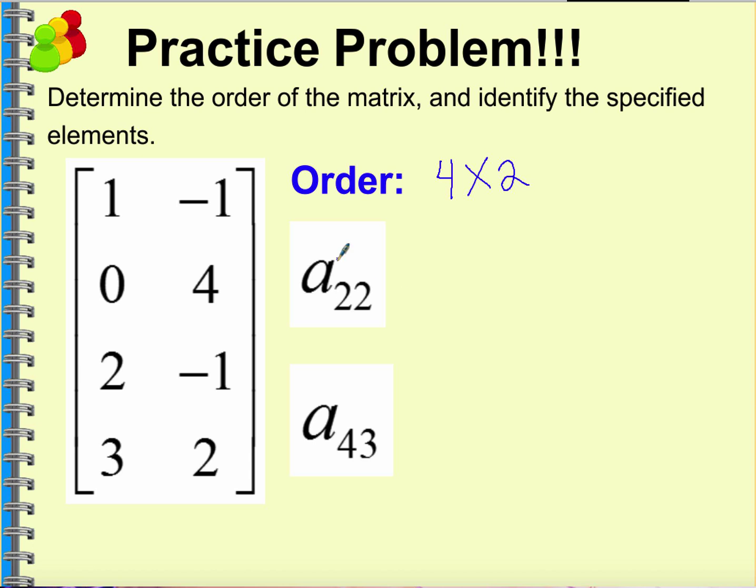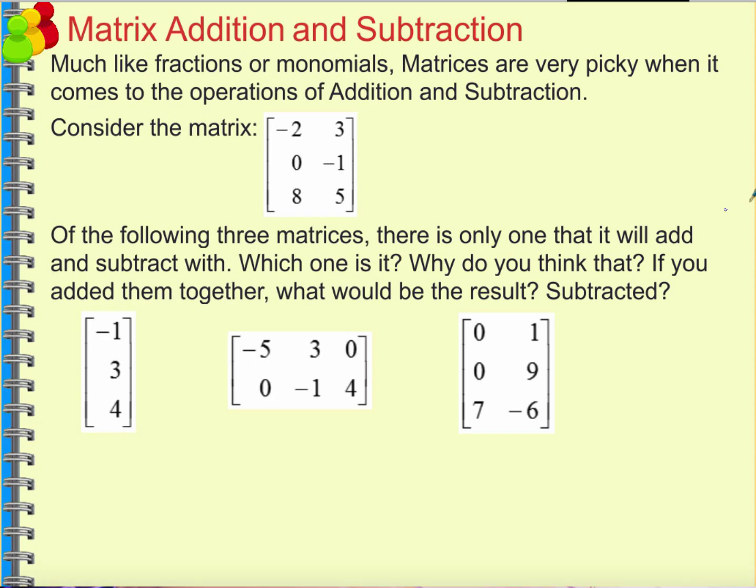Easy peasy. Now we're looking for some of these elements. So I'm looking for the number that's in row 2, column 2. So row 2, and then column 2, that's going to give me 4. And this element is asking me for row 4, column 3. Well, I know I don't have a third column here, so this is nothing, or you could write none, impossible, doesn't exist. And let's move on with our lives.